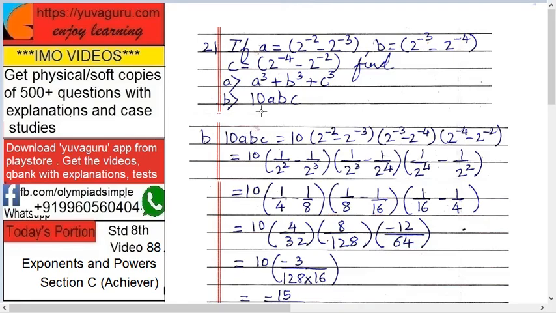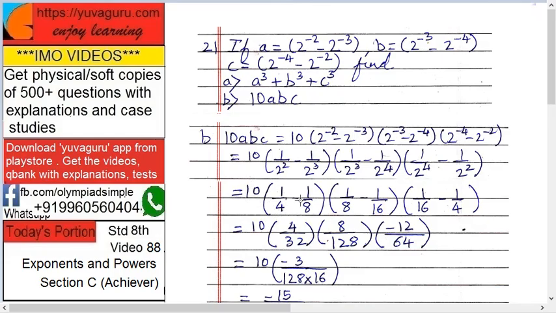Okay. Next, 10ABC. Same logic. 10 into A is what? 2 raised to minus 2 minus 2 raised to minus 3, into 2 raised to minus 3 minus 2 raised to minus 4, into 2 raised to minus 4 minus 2 raised to minus 2. Same, again in a similar way, bring this down. So 1 upon 2 square minus 1 upon 2 cube, 1 upon 2 cube minus 1 upon 2 raised to 4, 1 upon 2 raised to 4 minus 1 upon 2 square, and everything into.